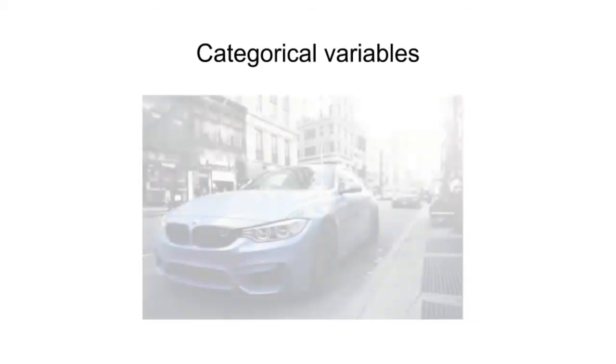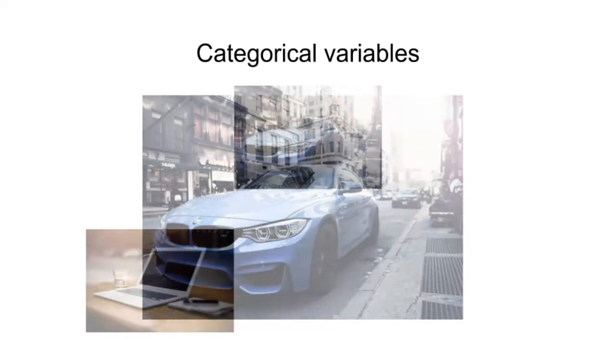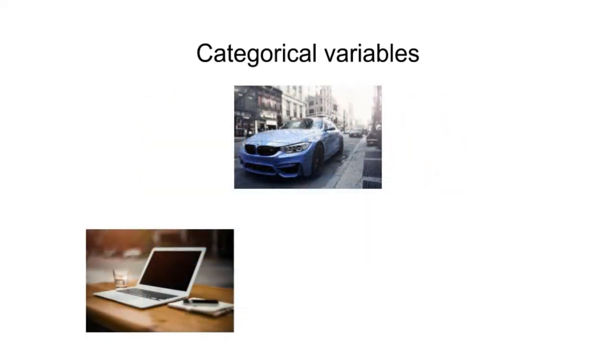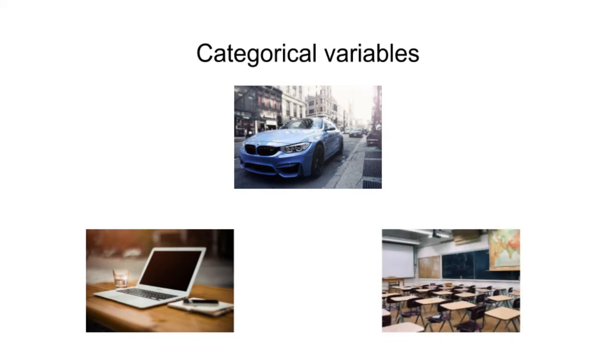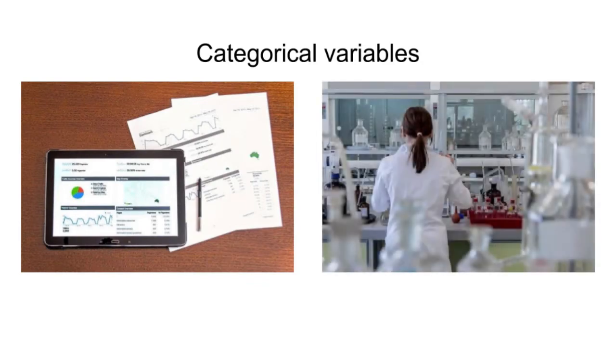You have probably come into contact with categorical variables many times in your life. For example, when you discuss the color of your car with someone, you are actually talking about a categorical variable. Other examples might include things like the brand of your laptop or the level of your education. Categorical variables are very common both in business and in research.